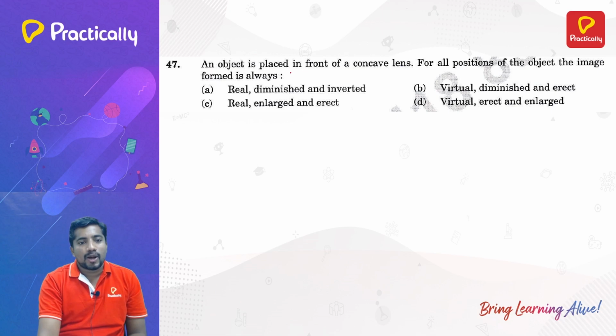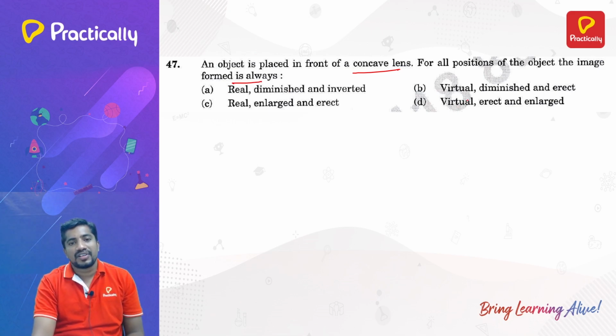47. Children, an object is placed in front of a concave lens. For all positions of the object, the image formed is always... See, for a concave lens, irrespective of its position, a virtual, diminished, erect image will always be obtained. Option B.